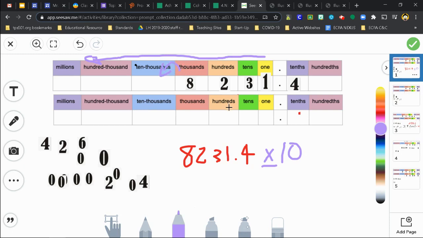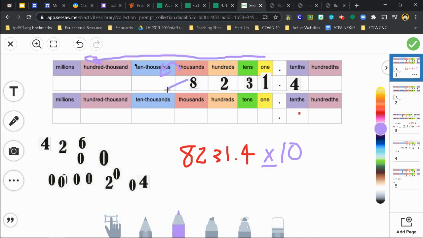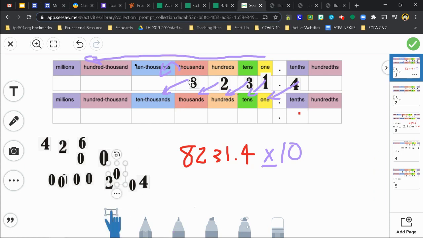So we can take each individual number here. So we're making them bigger. So here's the pattern. Moving the 8 there, 2 there, 3 there, 1 there, and 4 there. And you can actually move it yourself here.